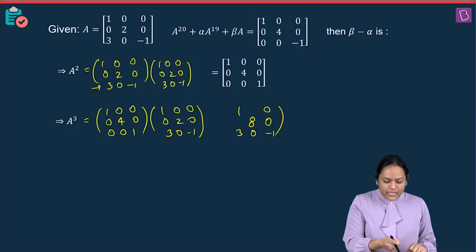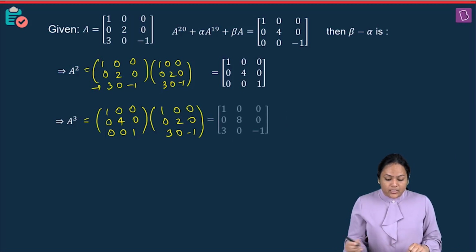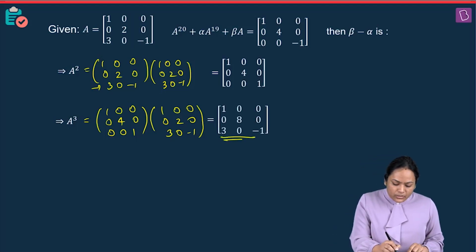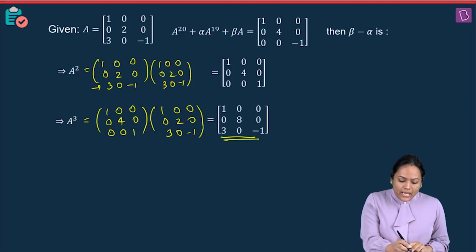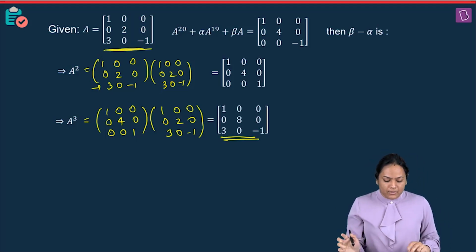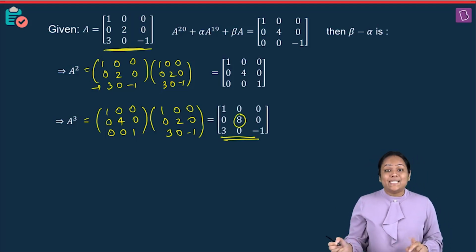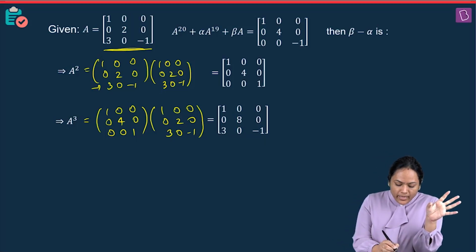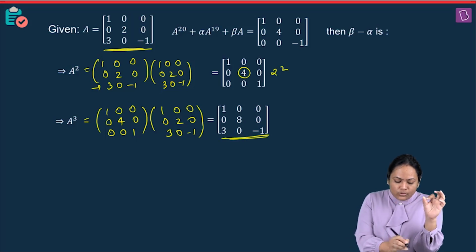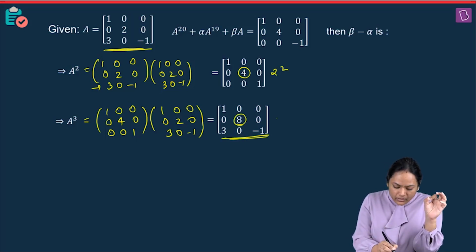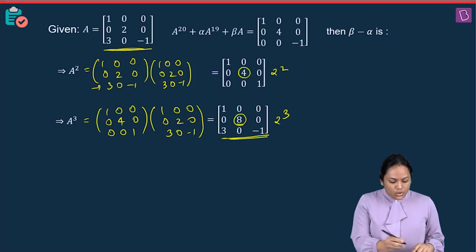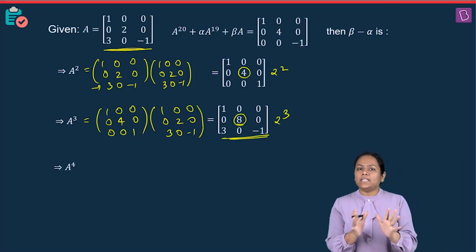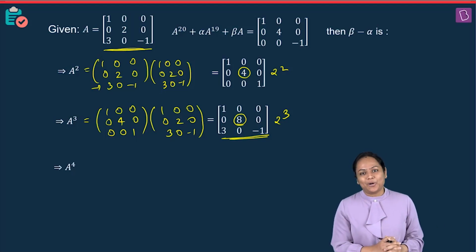Okay, so that means my A cube pattern has again changed. It has the elements 3, 0, minus 1, which is the same as my last row in A. The last row is the same but the middle element here is 8. So what I have seen till now is that my A square is a diagonal matrix. I have 4 over here, which is nothing but 2 square. My A cube has the last row same as that of A and my middle element here is 2 cube, that is 8. Okay, so let's find A raised to 4 also and then I guess we can tell what the pattern is coming out as, right?